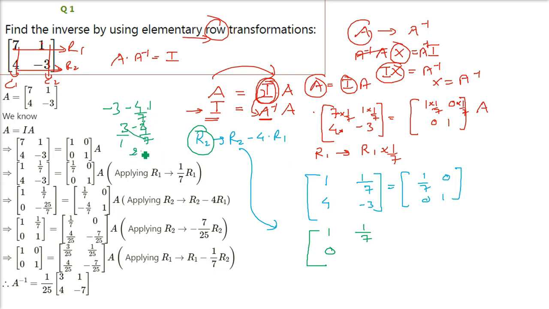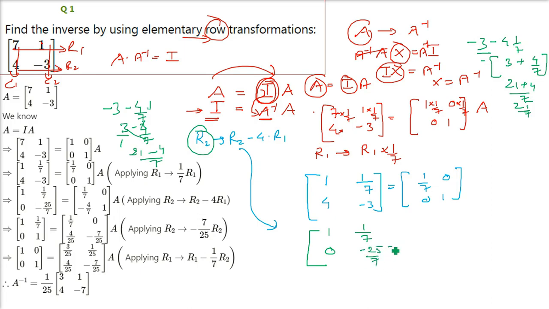How is this coming? I'll just show you. We are subtracting, so it is minus 3 minus 4 by 7. We'll take a negative outside, and it will be simply 3 plus 4 by 7. 7 3s are 21, 21 plus 4 is 25, so 25 by 7. And since we have taken the negative outside, this is negative 25 by 7, right?